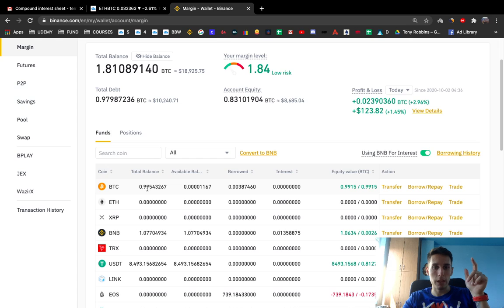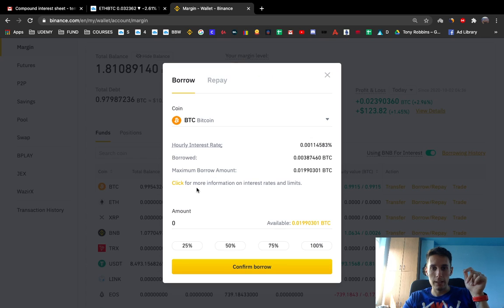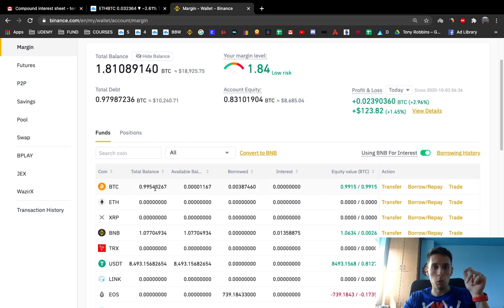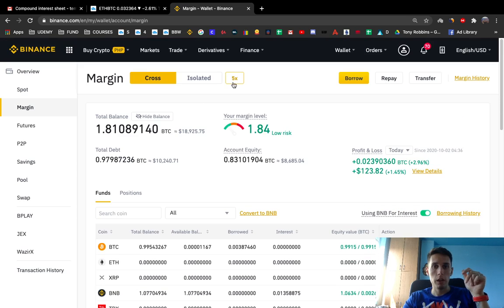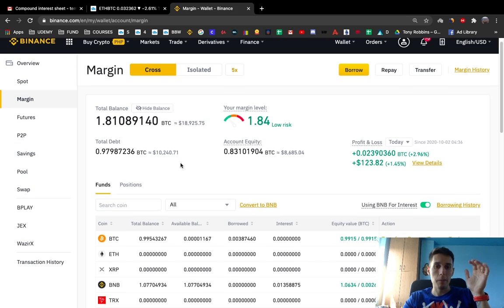I cannot open any more trades, any more shorts, and I will show you that it's really like this. As you see here, available to borrow: 0.019. So I cannot borrow more than one. You cannot borrow more than 1 Bitcoin anymore, even if you have 1 million in your account. This is why they changed it. Before it was 5x. If you have 12k or 13k, you can borrow 5 times this and play with it, right?